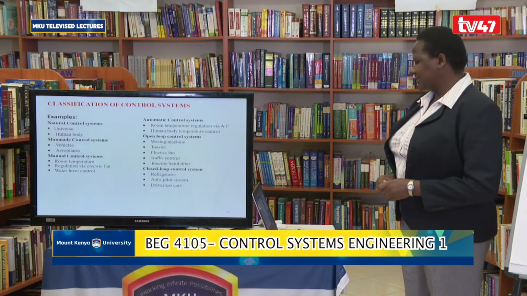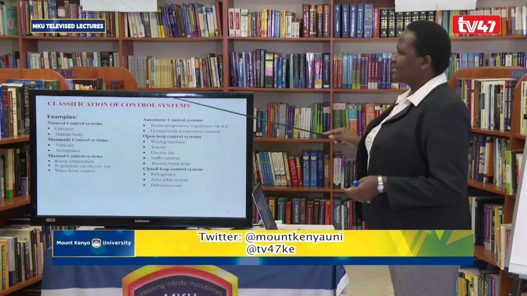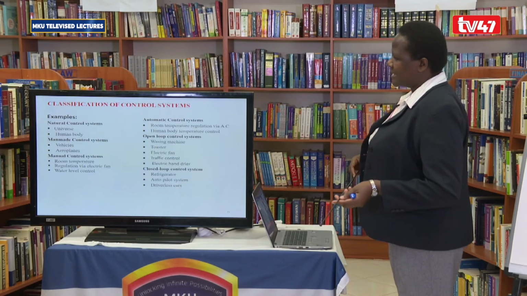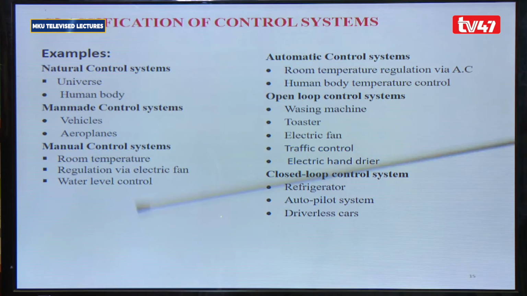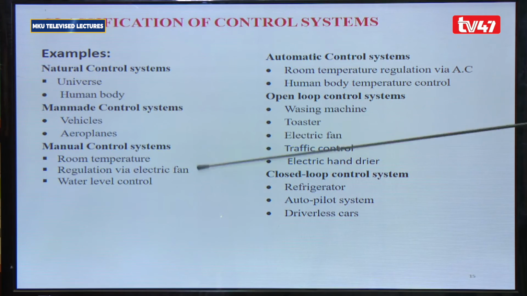So I've just given the examples from the previous slides. When you have natural control systems like the universe or the human body, those are taken care of naturally by our creator. We don't have control over that. Then for man-made control systems, we have vehicles and aeroplanes. We can easily make them and control them. Then in manual control systems, we can control or regulate our room temperature. We can also regulate an electric fan, water level control and all that. Those are manual control systems.